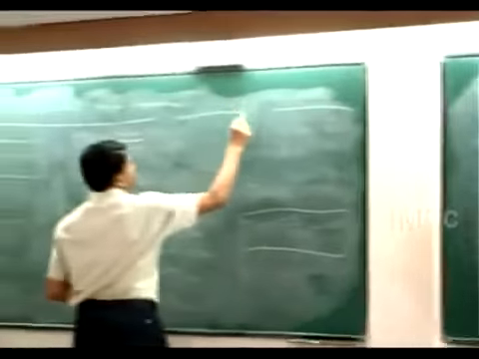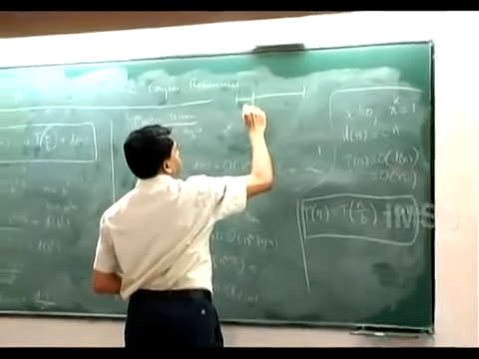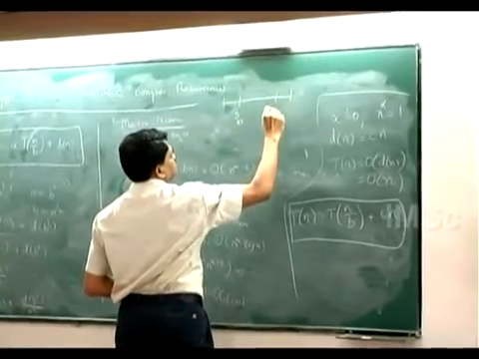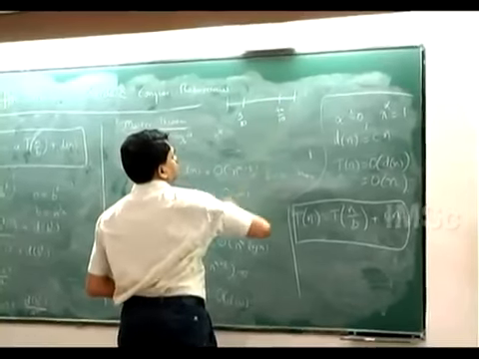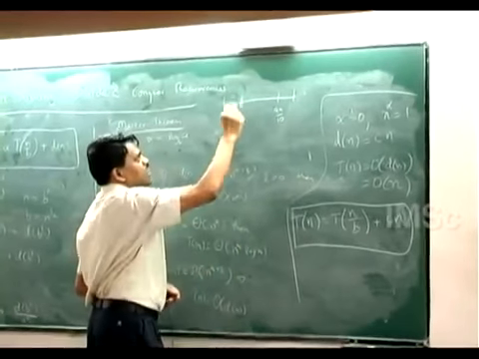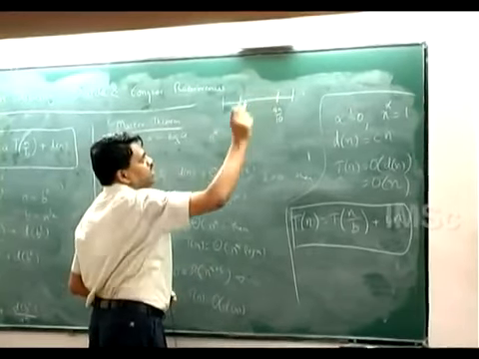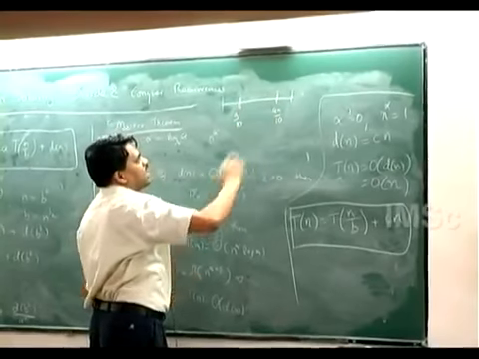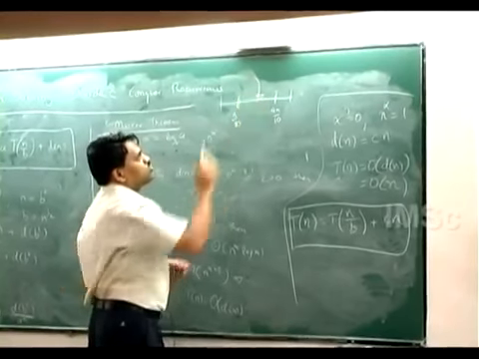What is the chance that it is in this range? Let's say this is an element of rank n by 10. This is an element of rank 9n by 10, and I pick a random element. What is the probability that it's going to fall here?